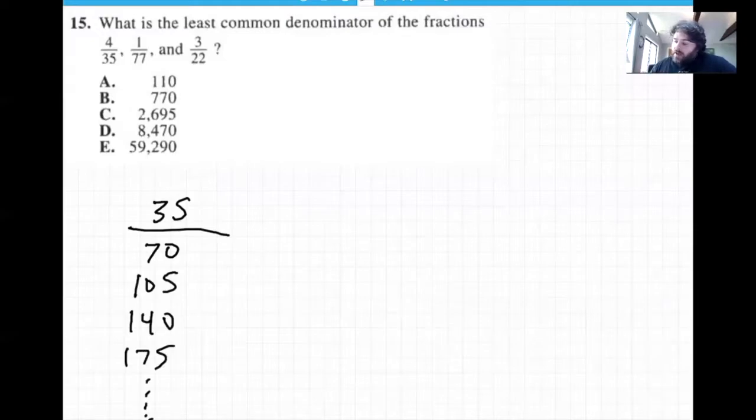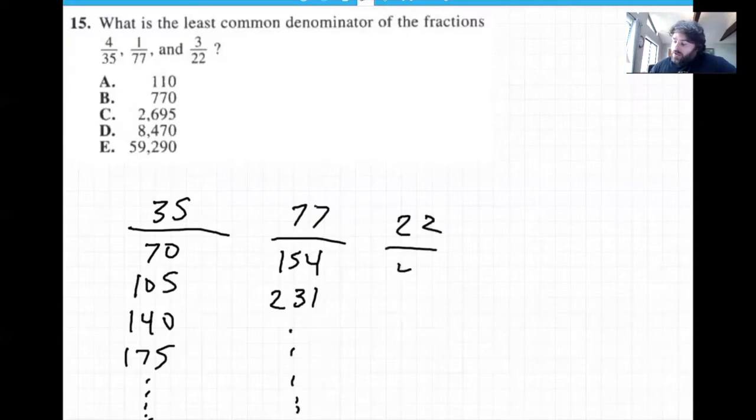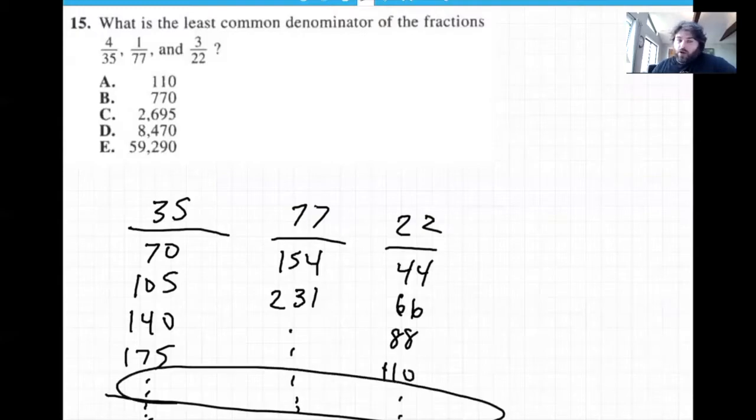And then I can list out all the multiples of 77, which is 77, 154, 231, and so on. And then 22, which is 44, 66, 88, 110, and so on. And again, we're looking for the smallest number that appears on all three lists. Now, this is obviously not the way you want to work this, but I'm just talking to you about what it actually is that we're doing.